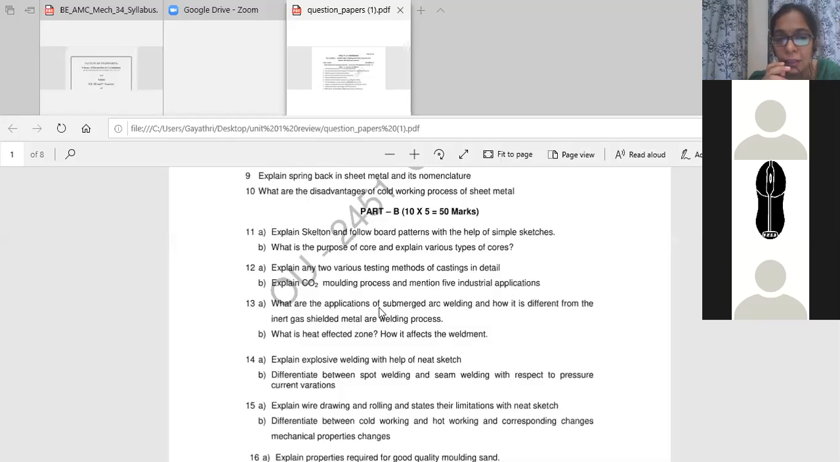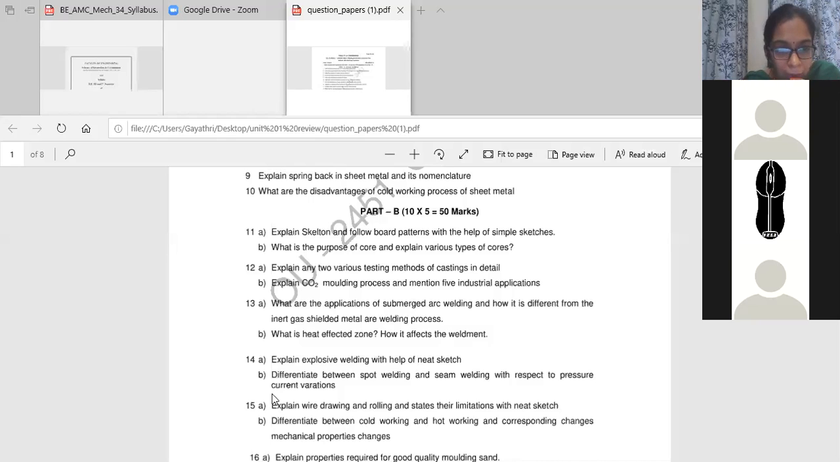For the 12th A question, if they ask you to write the testing methods, you should write the first test as permeability test. The second test is green and dry strength test. Please study this green and dry strength test. It is available in the textbook. The 12th B question is of unit 2. Tomorrow we'll see carbon dioxide molding process.